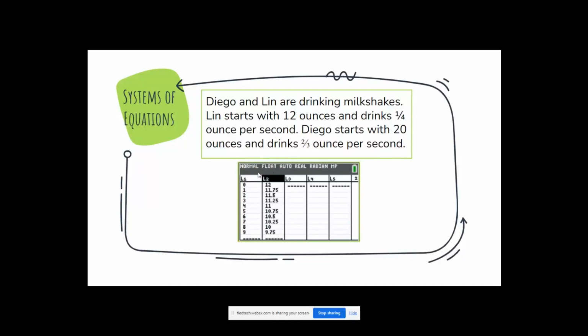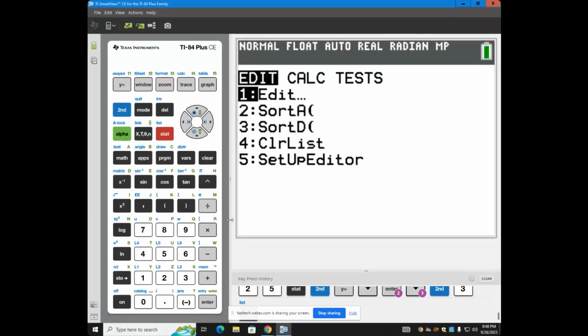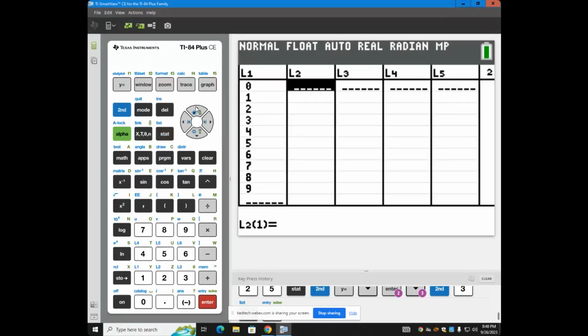Because of time, I already have a screenshot here of how you could enter this manually for Lynn. Notice that L1 here is just going to be the seconds that we've drank. L2 will be Lynn. This is not a hard one for students to enter, because it's 1/4, so I did that automatically. But an easier way to do that is, like I said before, we can instead generate Lynn's output by putting in a formula.